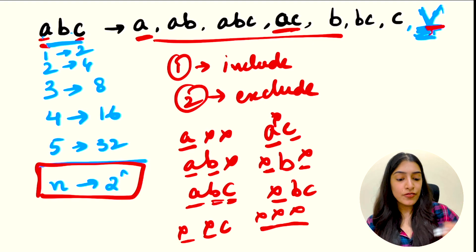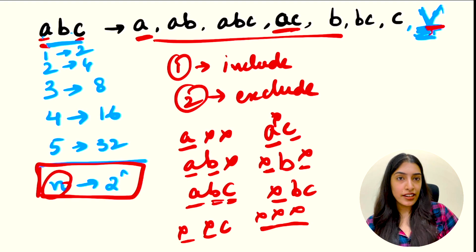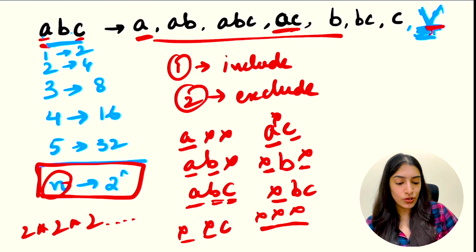So basically, for every element, for every character in the string, there are two possibilities: to include it and not to include it. So there are n characters. For every character, there are two possibilities. So 2 possibilities for the first character, 2 possibilities for the second character, 2 possibilities for the third character, and so on, for n times, right? So what is the number of possibilities? It is 2 power n.